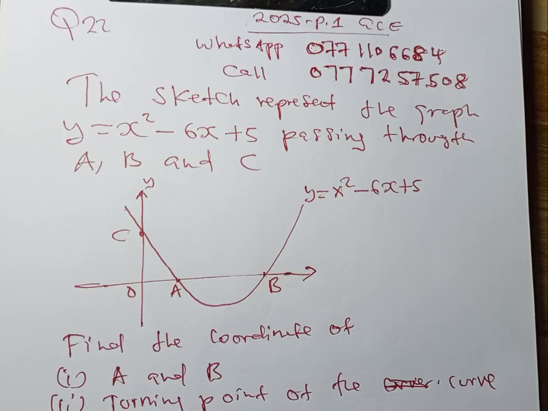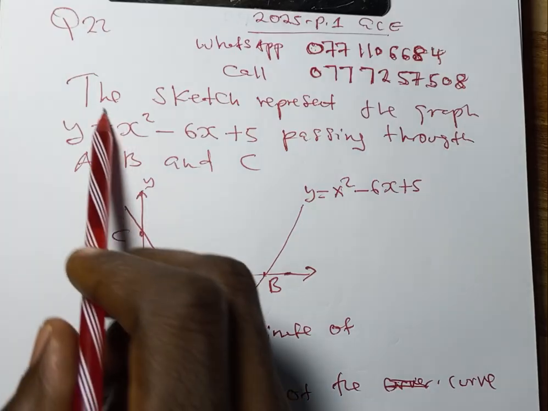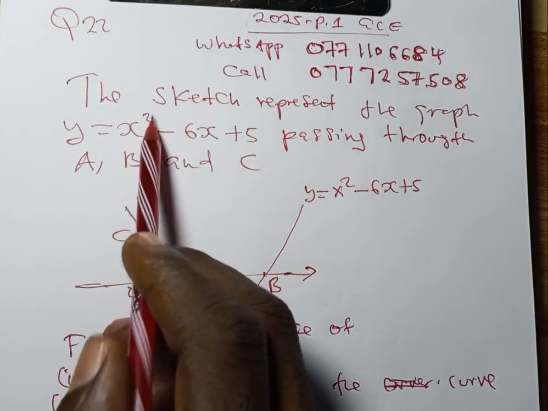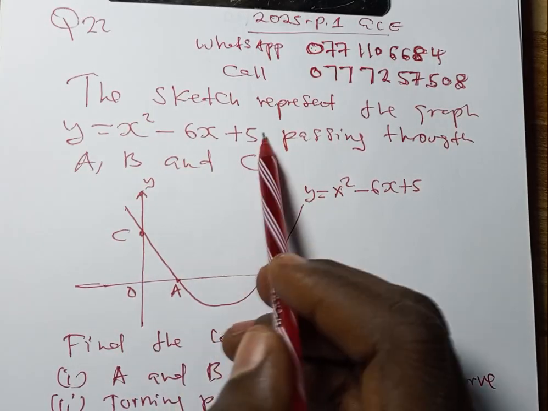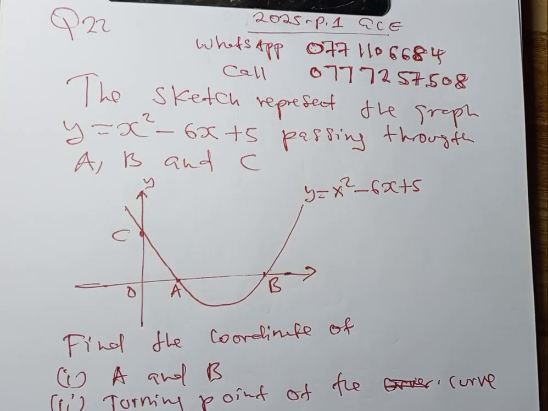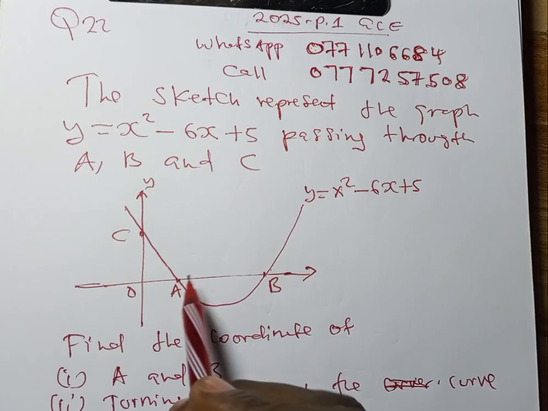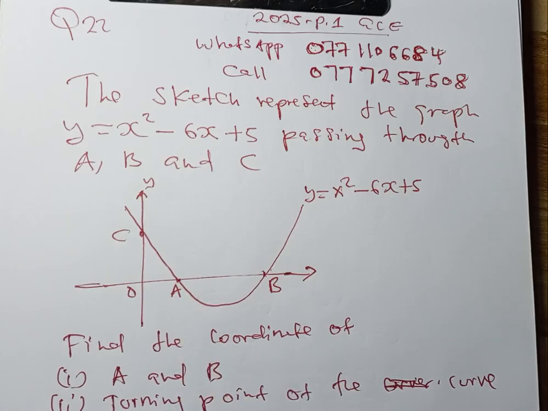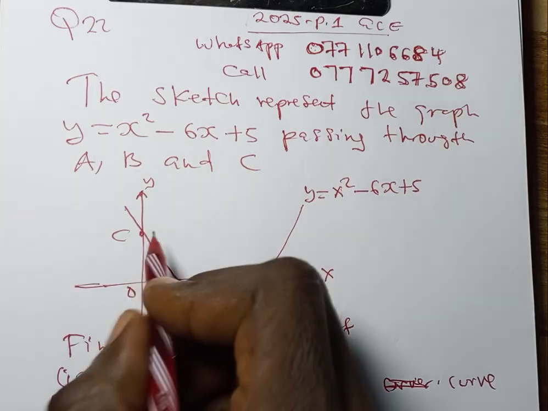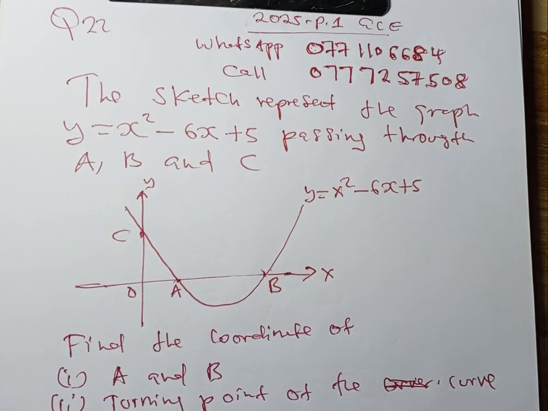So let's answer this question, 2025 GCE. The sketch represents the graph of y equals x power 2 minus 6x plus 5, passing through the points A, B and C. As you can see, A and B lie on the x-axis, and C lies on the y-axis. The first question is, find the coordinates of A and B.